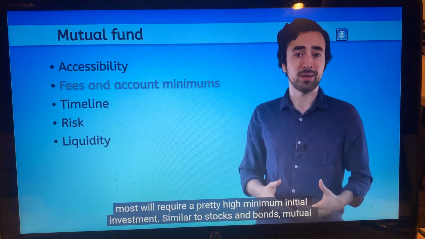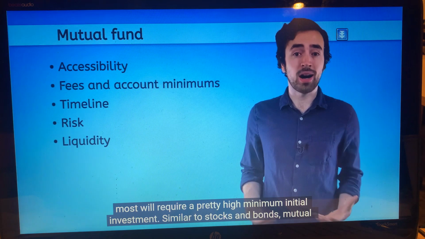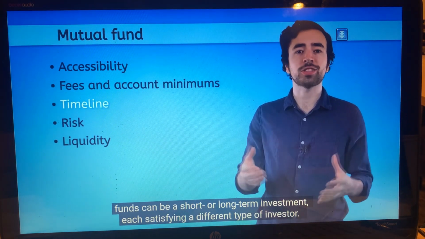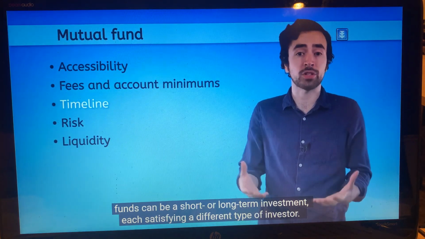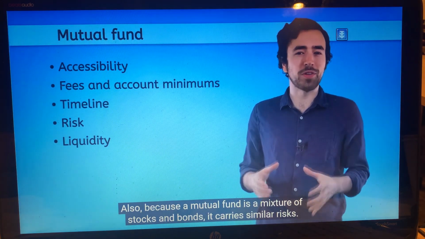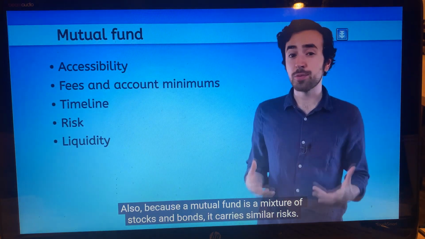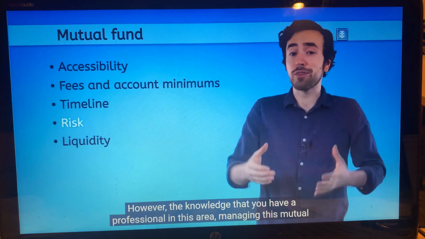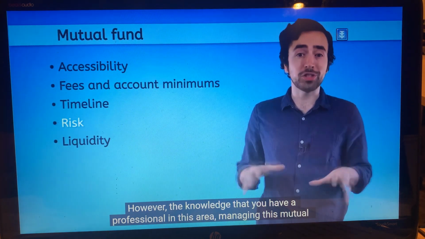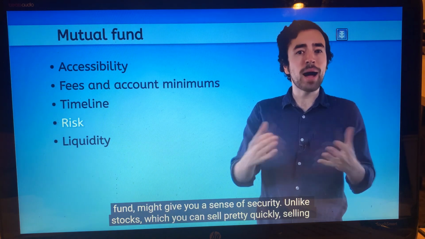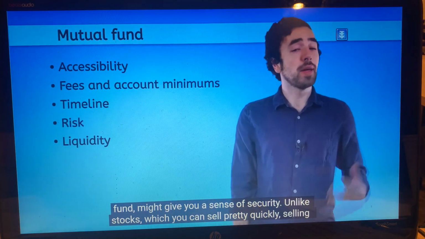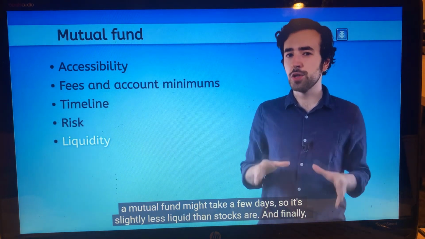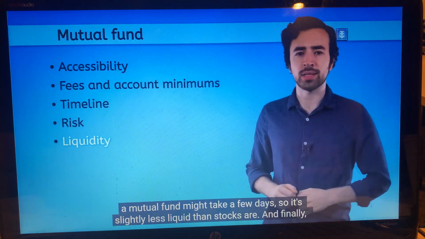Similar to stocks and bonds, mutual funds can be a short or long-term investment, each satisfying a different type of investor. Also, because a mutual fund is a mixture of stocks and bonds, it carries similar risks. However, the knowledge that you have a professional in this area managing this mutual fund might give you a sense of security. Unlike stocks, which you can sell pretty quickly, selling a mutual fund might take a few days, so it's slightly less liquid than stocks are.